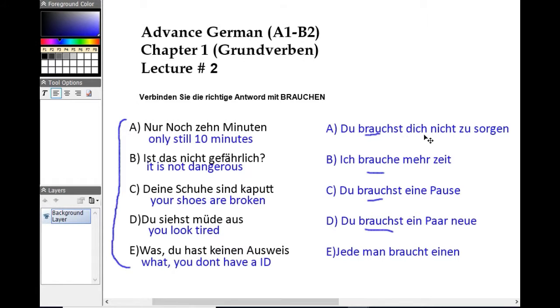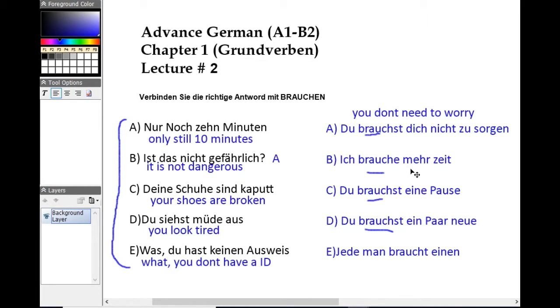So du brauchst dich nicht zu sorgen. It means you don't need to worry. Sorgen means worry. Sorgen für dich, I'm worried for you. And brauchst means need. Du means you. And du brauchst dich nicht zu sorgen. You don't need to worry. So which sentence has the same meaning on this hand side? It's this: ist das nicht gefährlich? Is it not dangerous? You don't need to worry about it. So the answer for this sentence is A.